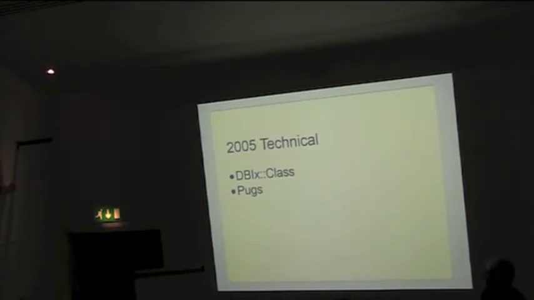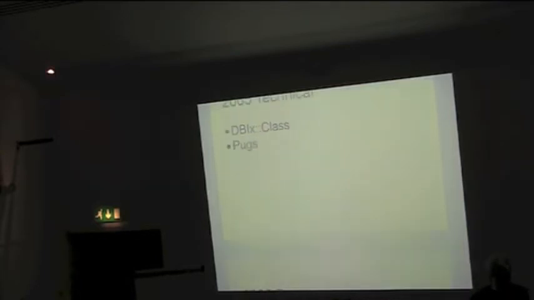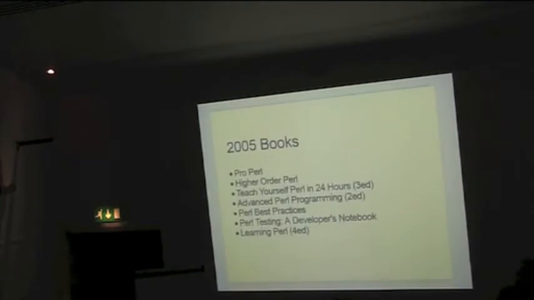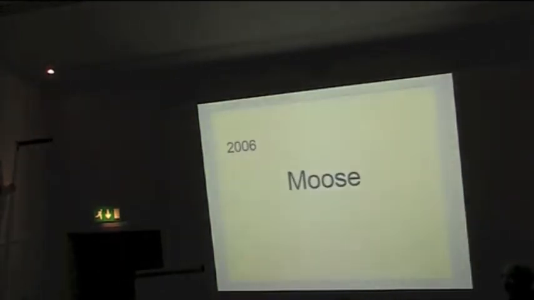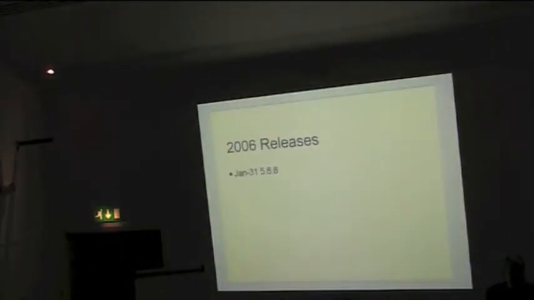Technical DBIx::Class, and also Pugs. Who remembers Pugs? Yeah. Writing Perl 6 in Haskell. Fewer books again. So 2001, 2002 were really the peak of Perl book publishing. 2006. Moose. Perl 5.8.8, which is still around if you're using Red Hat 5. 5.8.4 is still around if you're using Solaris.